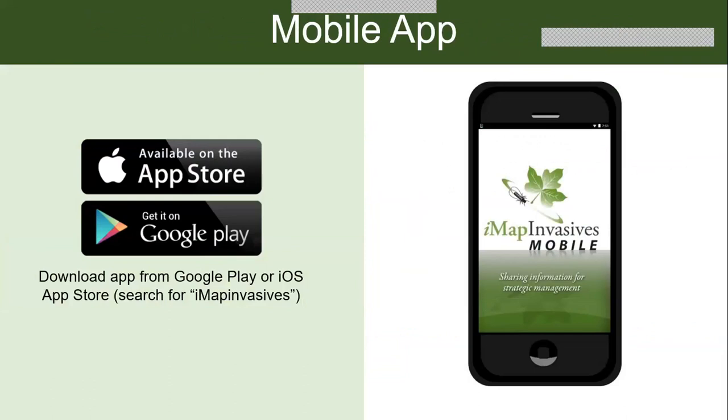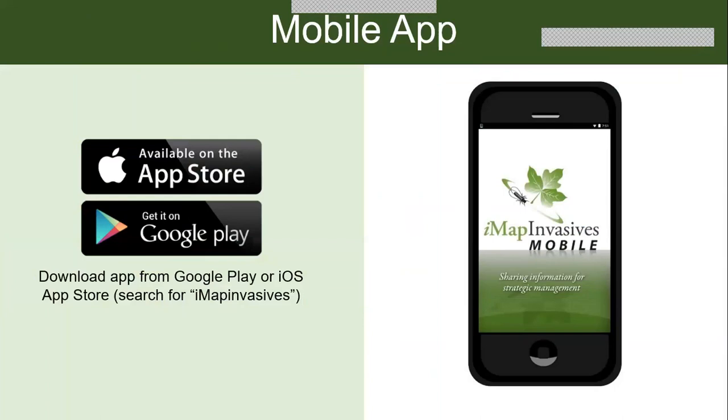And now I'll hand it over to Madeline to talk a little bit about the mobile app, to just give you a basic overview so that you know how to get started after the webinar. Thank you, Mitch. Hi, everyone. I'm Madeline, and I will give you a brief overview of the iMap mobile app. So you can download it by going to the App Store on iPhones and the Google Play Store for Android phones. Just search iMap Invasives, and it should be in the results there.